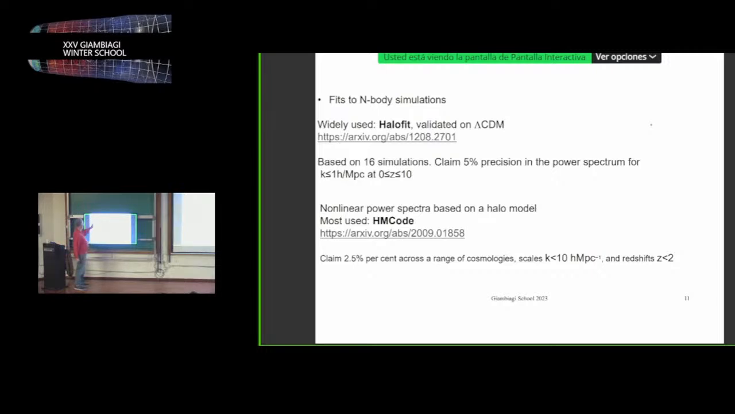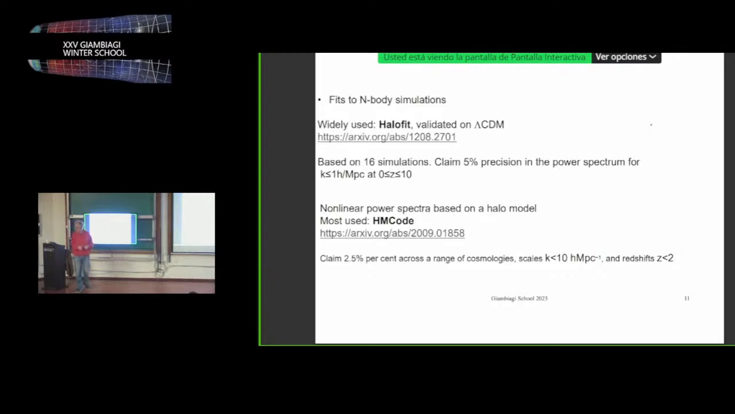There's another fit that is done, and this is more recent. It's also based on a Halo model. It's called HM code, and in this they also account for baryons. I'll talk about this later. So this is a code that also has a fit. You give it the linear power spectrum, and it spits out the non-linear power spectrum.